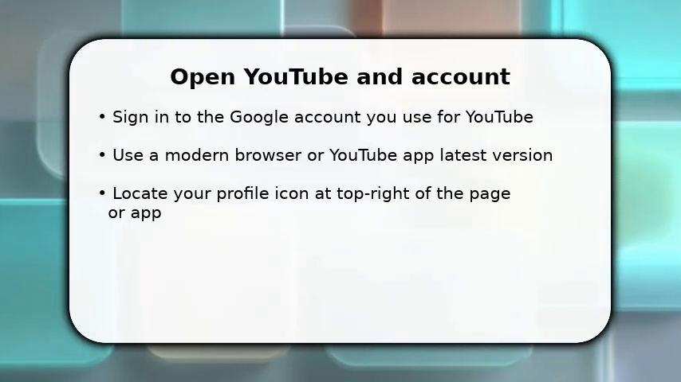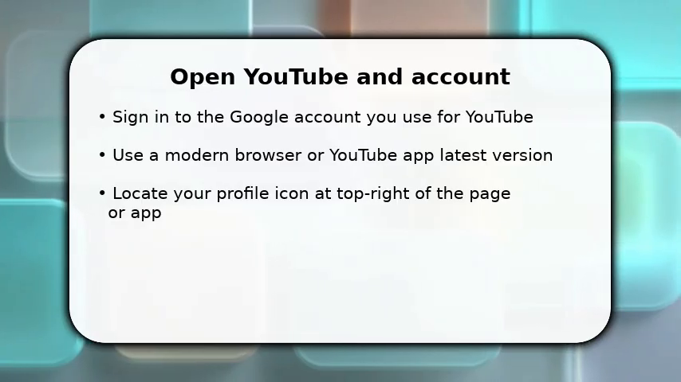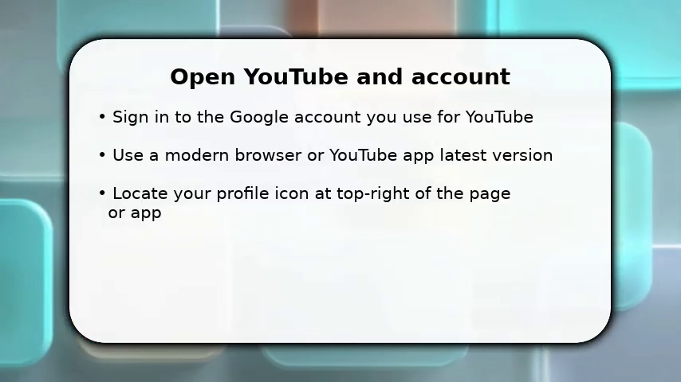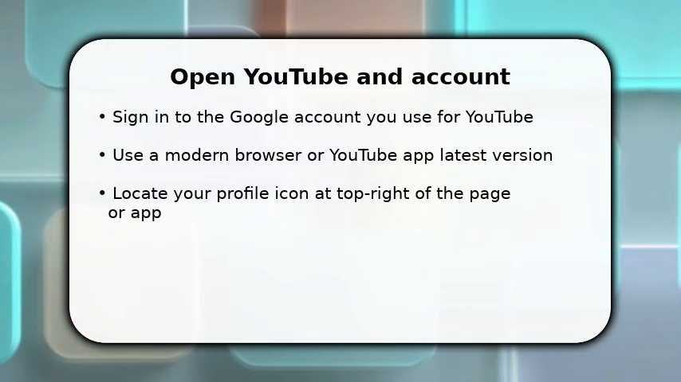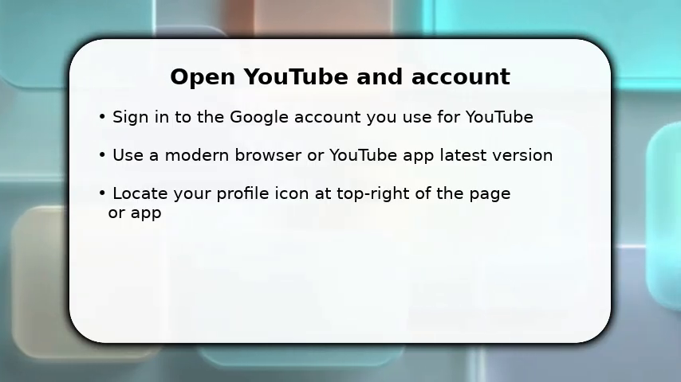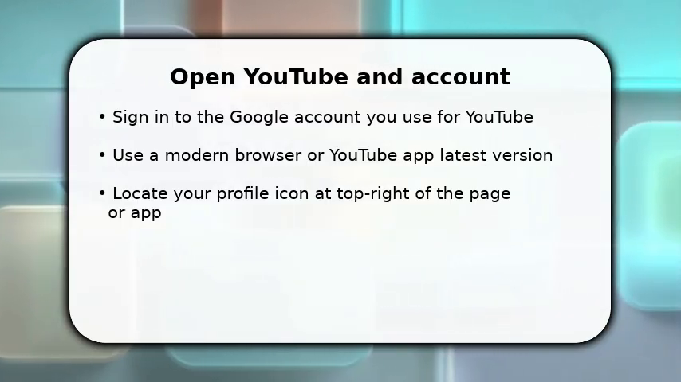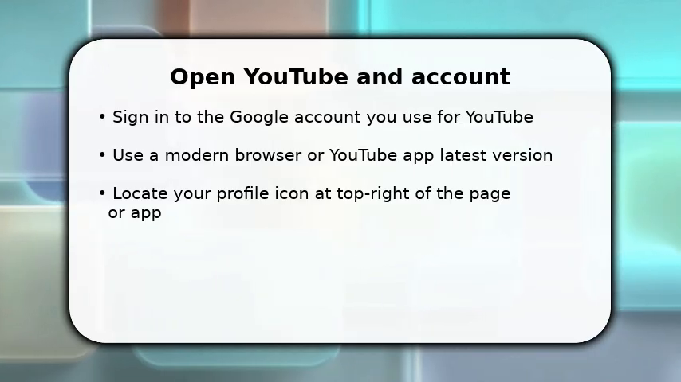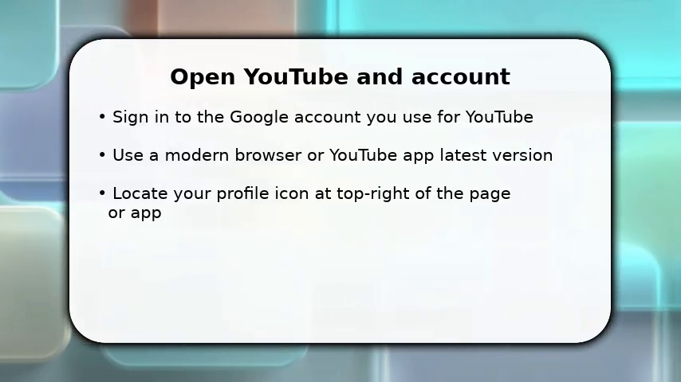You start by opening YouTube and confirming you are signed in. That ensures settings persist across devices. Tap or click your profile icon in the top right corner to open the account menu. Once the menu appears, look for the Appearance or Dark Theme option.